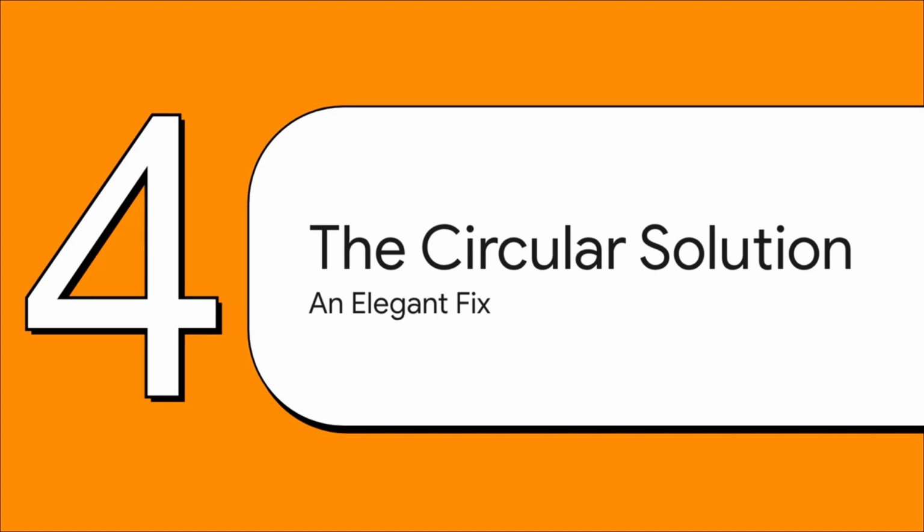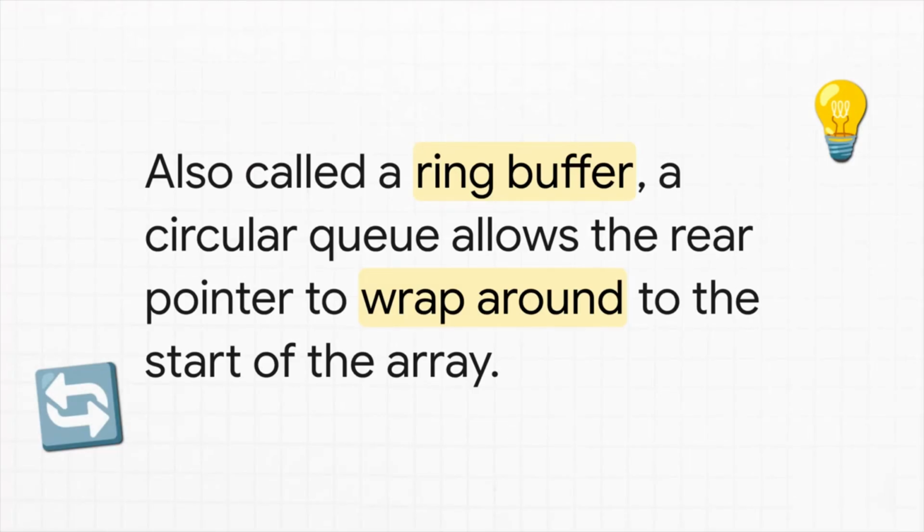Thankfully, some very clever computer scientists came up with a brilliantly simple and, frankly, elegant solution to this whole wasted space problem, and it's called a circular queue. So instead of thinking of our array as a straight line, imagine we connect the very end right back to the beginning, forming a circle, or a ring. Now, when that rear pointer hits the last slot, it doesn't just stop. It cleverly wraps around to the first slot, ready to use any of that empty space we created earlier.